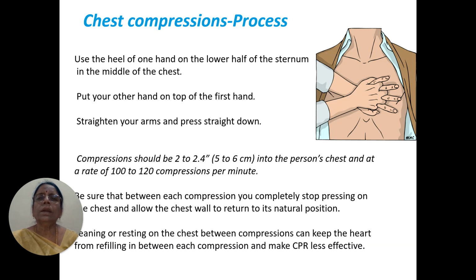Use the heel of one hand on the lower half of the sternum in the middle of the chest. Put your other hand on top of the first hand. Straighten your arms and press straight down. Compression should be at least 2 to 2.4 inches, that is 5 to 6 centimeters, in the person's chest, at a rate of 100 to 120 compressions per minute.